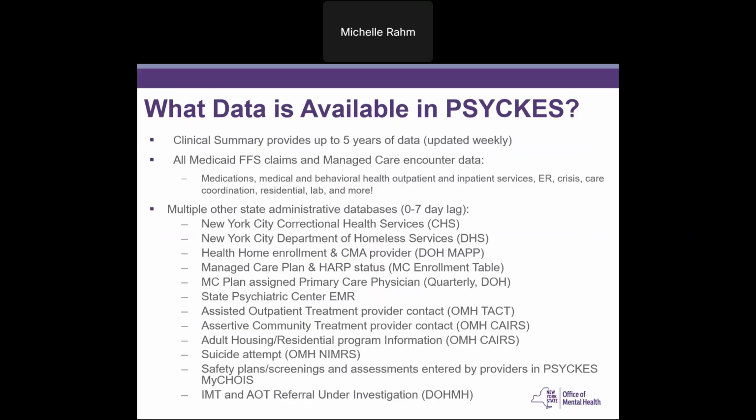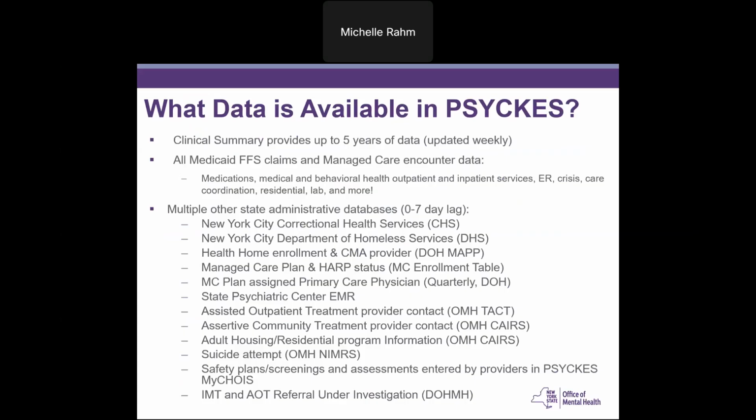We have a lot of data that's coming into our application, so our client-level clinical summary provides up to 5 years worth of data, and again, that is updated on a weekly basis. Now, the information that we get is coming from 2 different types of data sources. The first is billing data, so this includes Medicaid fee-for-service claims and managed care encounter data across treatment settings. And then the second source of data is from other state administrative databases, which really helps to provide a full clinical picture of the client.